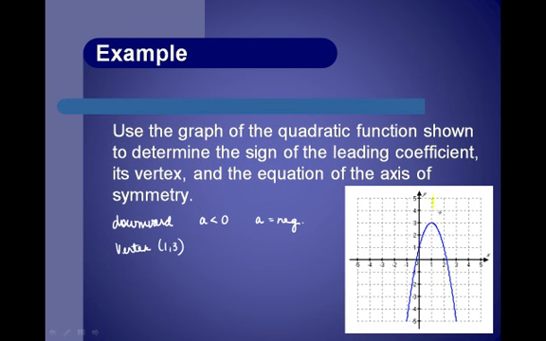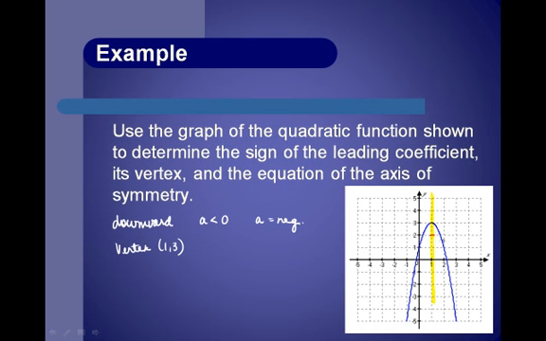So notice on this picture, the vertex is at x equals 1, so the axis of symmetry is the vertical line that passes through x equals 1. Now what symmetry means is whatever happens on one side of this axis happens on the other side. So look at this point right here.